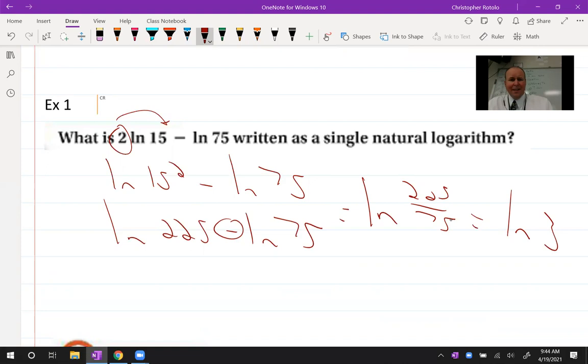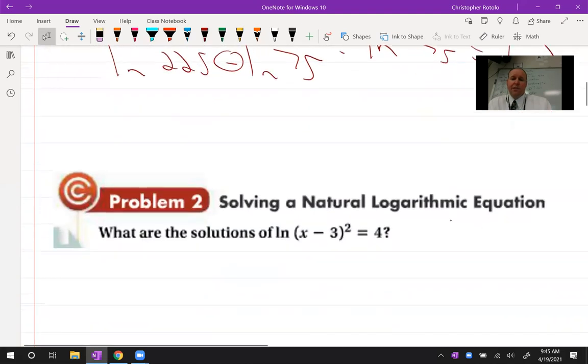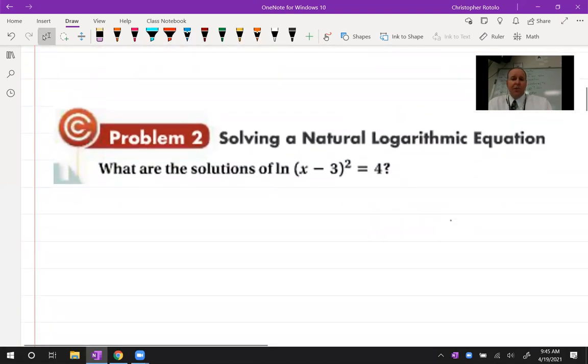Remember, those coefficients can become exponents. This one happened to be minus, which is division. If it was plus, I'd be multiplying. So all of our properties that put those together stay the same way.